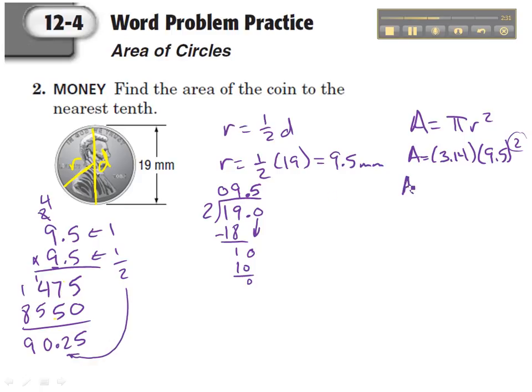So area equals 3.14 times 90.25. Now again, we're multiplying decimals, we ignore the decimal. It's like I'm multiplying 9,025 times 314. And we'll deal with the decimals at the end. 5 times 4 is 20, carry the 2. 2 times 4 is 8, plus 2 is 10, carry the 1. 0 times 4 is 0, plus 1 is 1. 9 times 4 is 36.